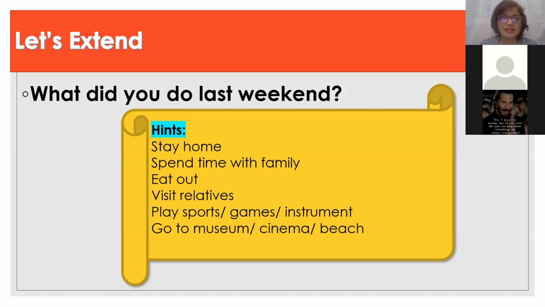Okay, Mavish, you can start. What did you do last weekend? I did my cupboard cleaning. Okay, so if you cleaned your cupboard, what expression can you use? What new expression have you learned? It was messy. Yeah, for cleaning up.